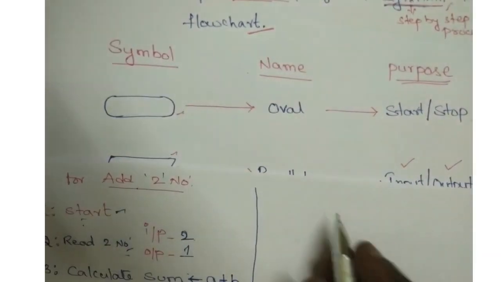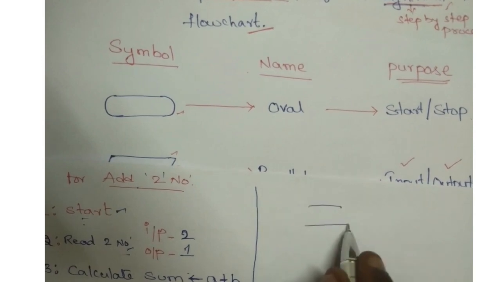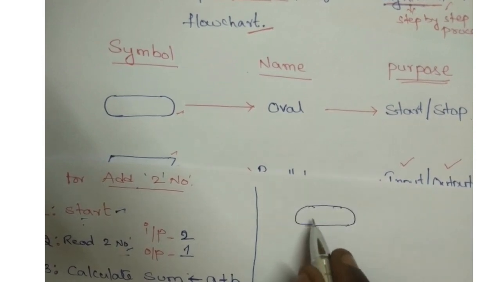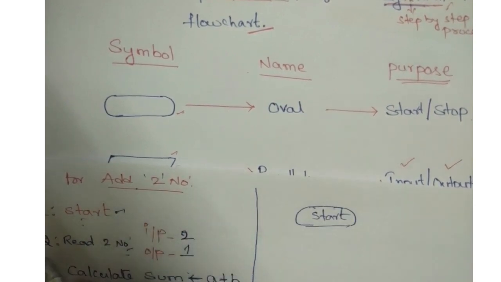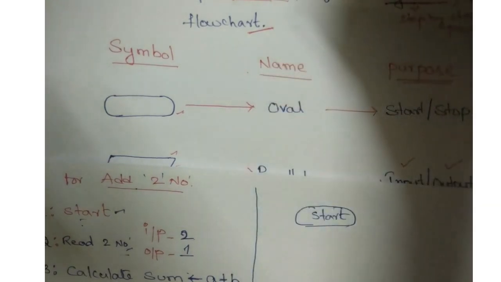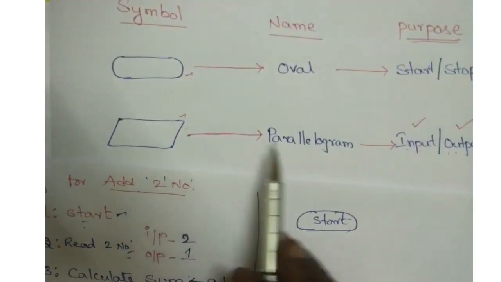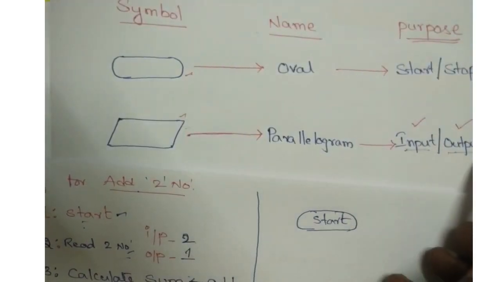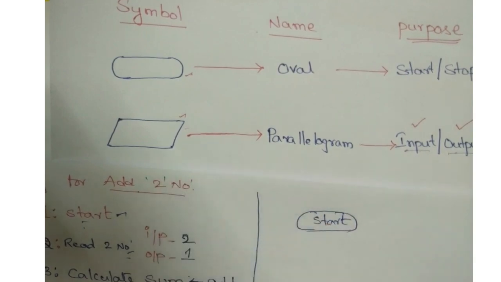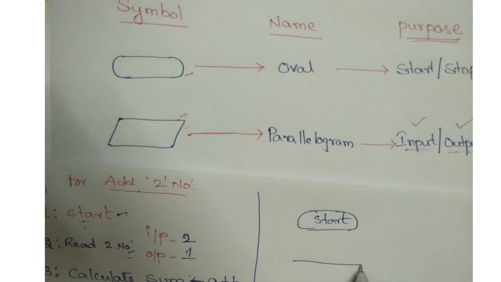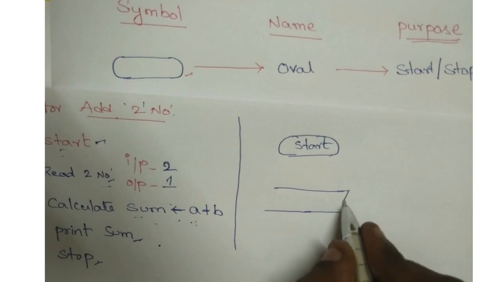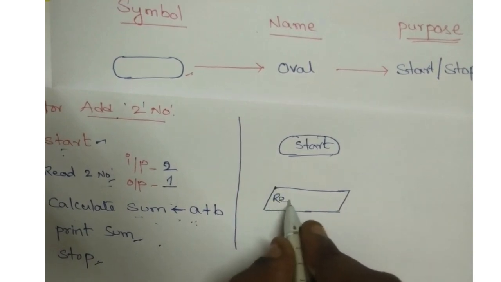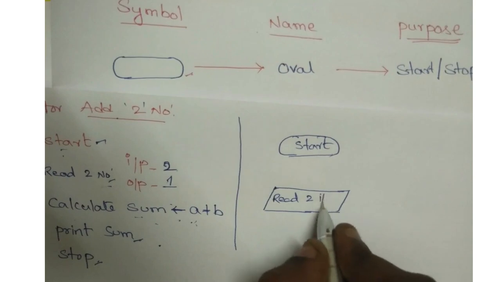That means what is my first step? Now it is an oval symbol. By using this symbol I have to start. Right? Next, what is the next step? Step 2, read two numbers. That means I am reading the input, taking the input from the keyboard. What symbol do you want to use? For input and output purposes, I am using the parallelogram symbol. Right? I am using the parallelogram symbol here for the purpose of reading the input. Read two inputs or two numbers.